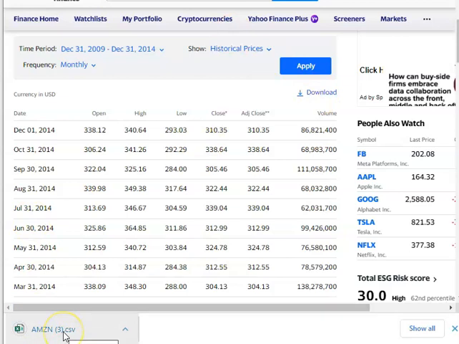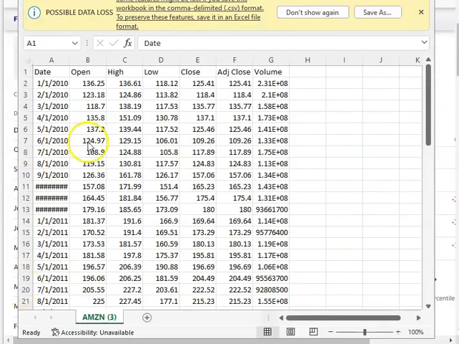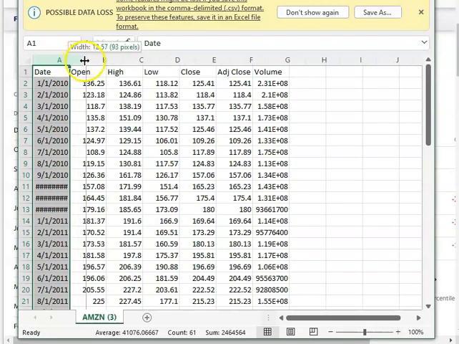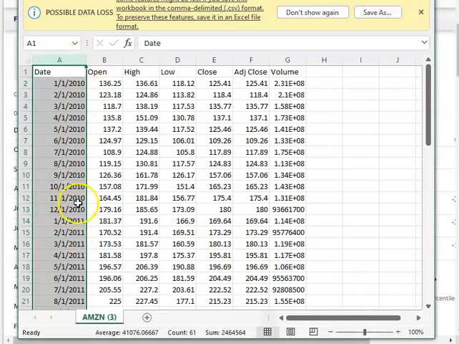Alright, so I have the data downloaded. I'm going to open it. So this is the data. If some of your cells look like this, with no number there, make sure you give the column a little bit more space. That's it. There's nothing special.